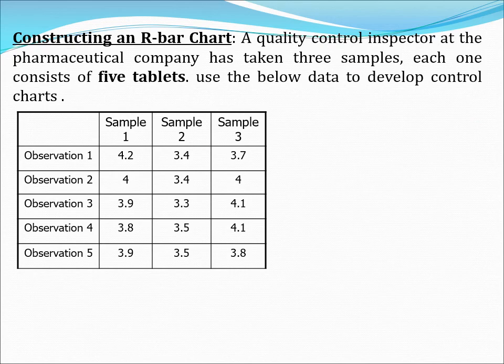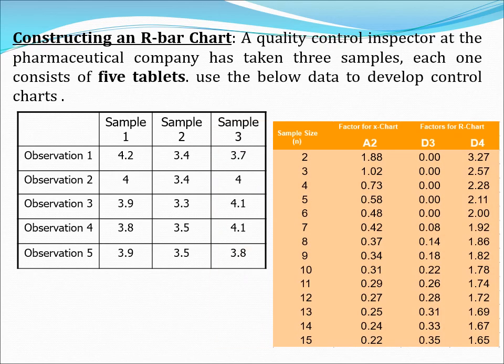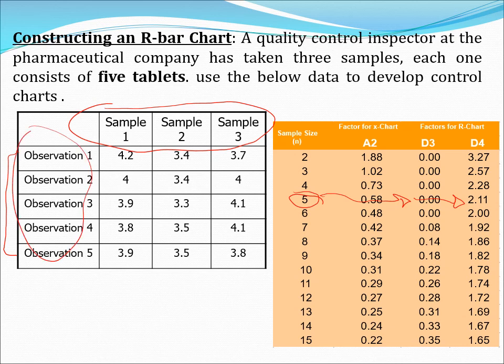Here we have another example, of an R chart. I will not answer it, I leave it to you to practice, but I just want to tell you that here we have 3 samples, and in each sample 5 observations. So the sample size here is 5. So D3 equals 0 and D4 equals 2.11. Don't think that sample size is the number of samples. The number of samples here is 3, while each sample has 5 tablets, so the sample size is 5. So you can get D3 and D4 from the table easily.